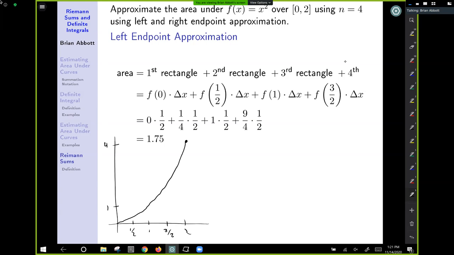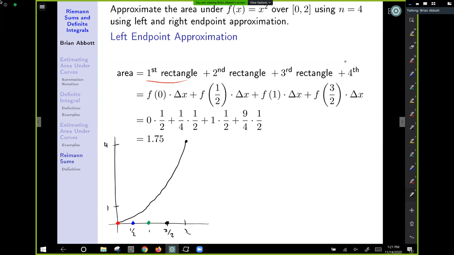So left endpoint approximation. What is our left endpoint going to look like? Our first rectangle. Well, first rectangle, left endpoint. Let's first identify and color in our endpoints. The left endpoint of the second step is 1/2. The left endpoint of the third rectangle is going to be 1. And the left endpoint of the last rectangle is going to be 3/2.